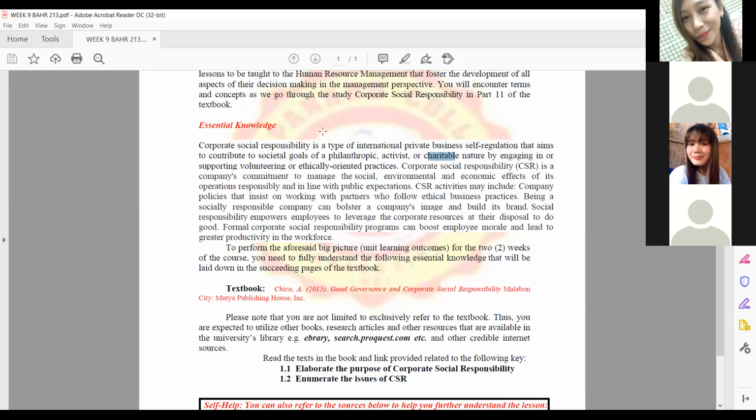But in this very topic, corporate social responsibility, a business becomes sort of charitable in nature. It extends support or volunteers in other activities that help the community. As you heard in the earlier discussion, corporate social responsibility aims to have sustainable development. What is the meaning of sustainable development?